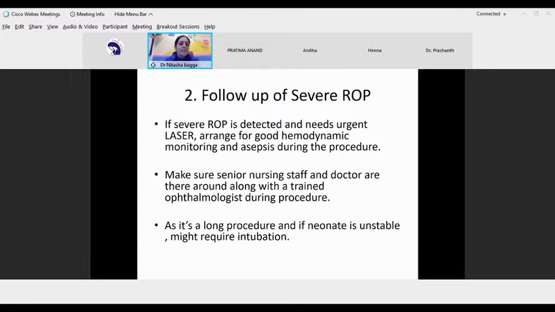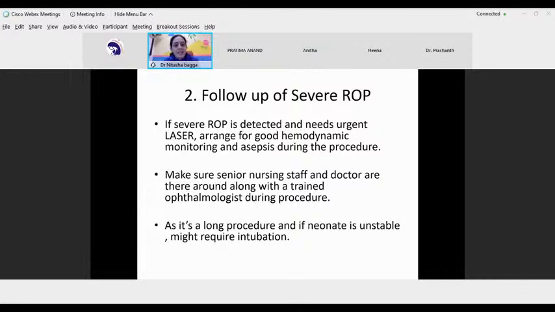In case we have found that there is a severe ROP during the ROP screening, again, very important points here: we really need to make sure that if it needs an urgent laser right away, we arrange for good hemodynamic monitoring and asepsis during the procedure. We should make sure a senior nursing staff and a doctor are available around, along with the trained ophthalmologist during the procedure, because there might be sudden hemodynamic instability, as it's a long procedure. It takes almost 2 to 3 hours. If the baby is already unstable, might even need intubation. So it's very, very important as nursing staff that whenever we detect a severe ROP, all those things should be ready bedside, if at all we need an urgent surgery.